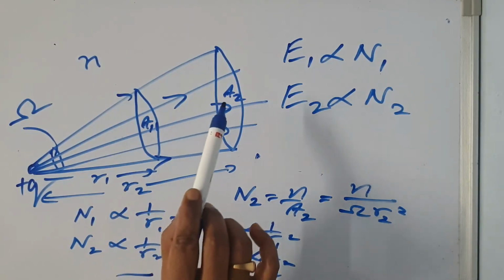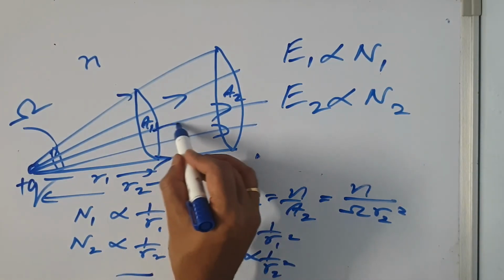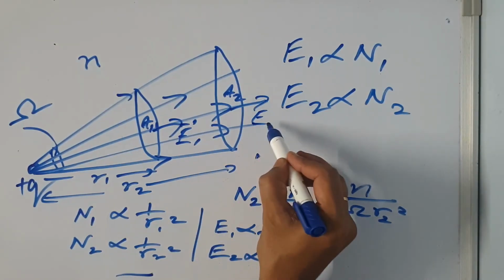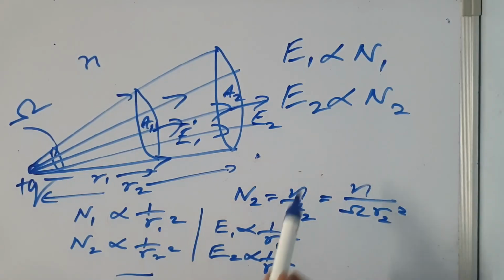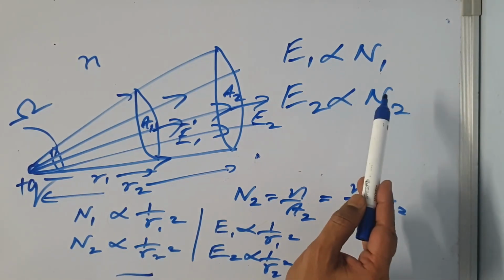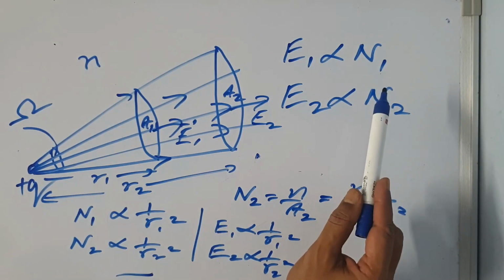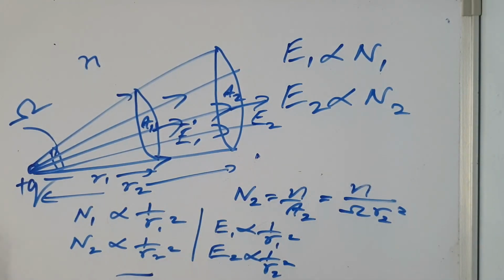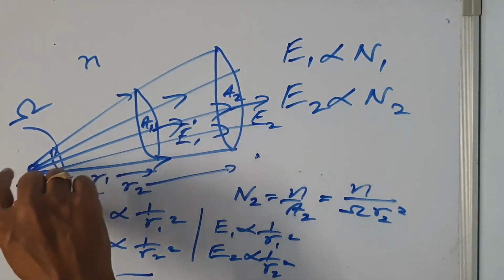Similarly, intensity of electric field here I put as E1, and here intensity of electric field is E2. You see, N1 is inversely proportional to R1 squared, E1 is inversely proportional to R1 squared, that means E1 is directly proportional to N1. Similarly, E2 is directly proportional to N2. So what we have proved here is that intensity of electric field is directly proportional to the number of field lines passing perpendicular or normal through unit area in the electric field. This whole area is an electric field. I have shown only a cone part.